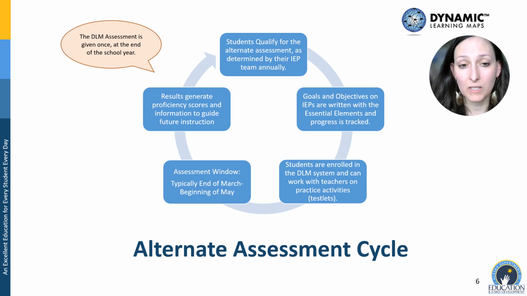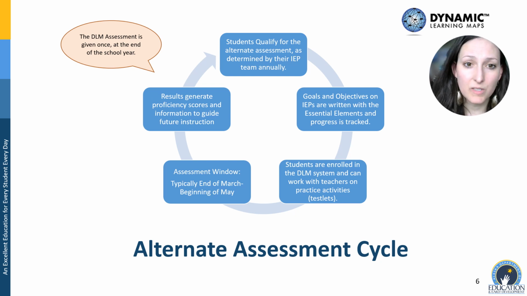After students qualify for the alternate assessment or are determined to be eligible, their IEP teams would write goals and objectives in the essential elements, that alternate achievement content standard that we just talked about, and progress would be tracked as if any other IEP goal. Students are enrolled in the DLM system, and they can work with their teachers on practice activities and familiarize themselves with the platform. They can use as much time as they want for those practice activities, and it's unlimited.